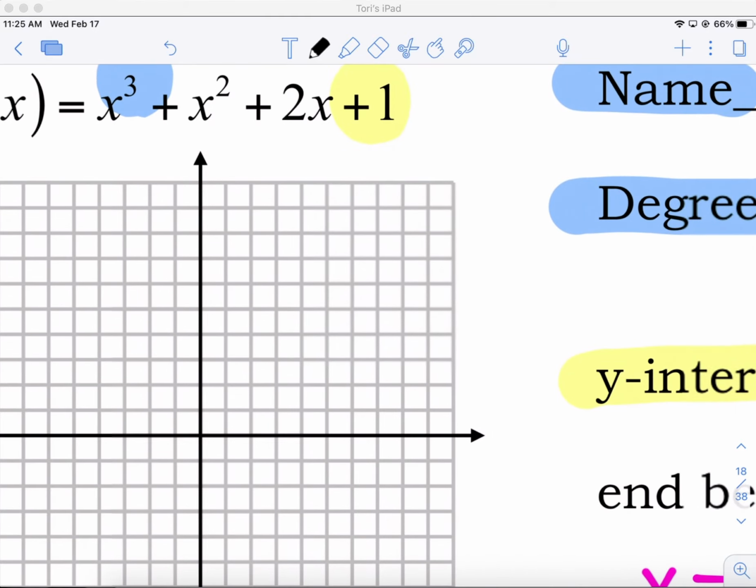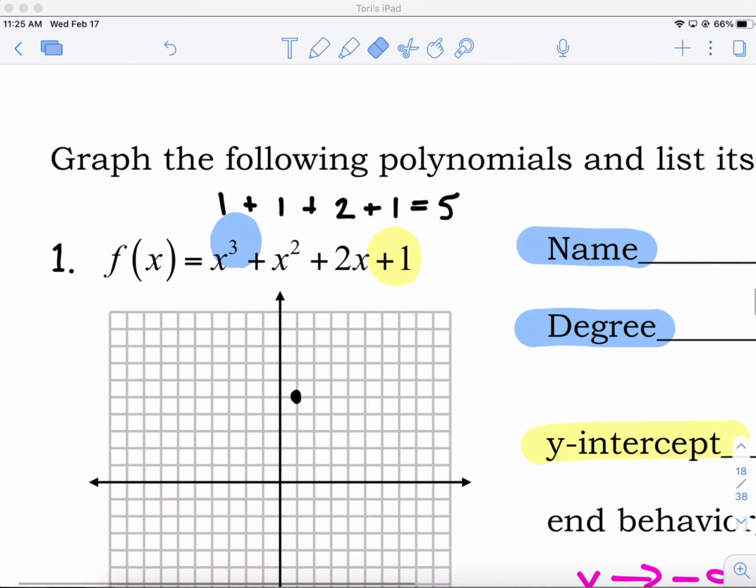Go ahead and graph him real quick. 1, 5. Okay. I can do the same thing with a -1. So if I plug in -1 cubed, I get -1. -1 squared, I get +1. 2 times -1, I get -2. And I got a +1 on the end. All right, these guys cancel out. -2 plus 1 is a -1. So -1 goes to -1.